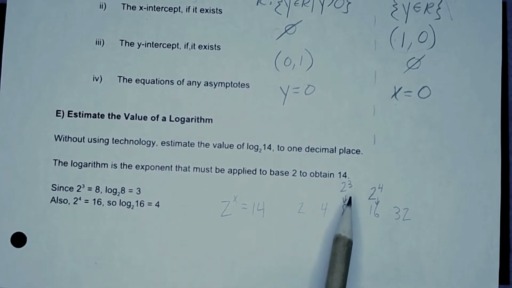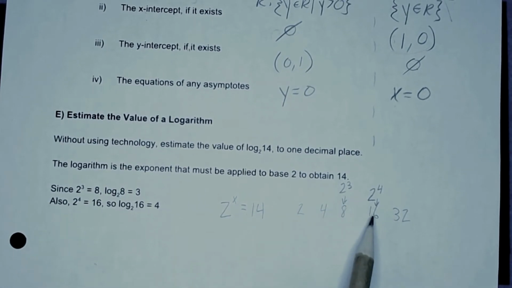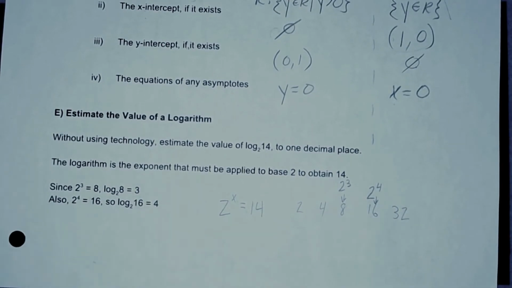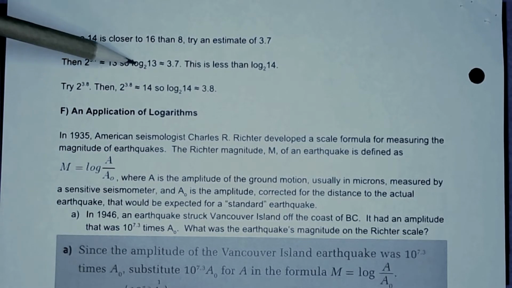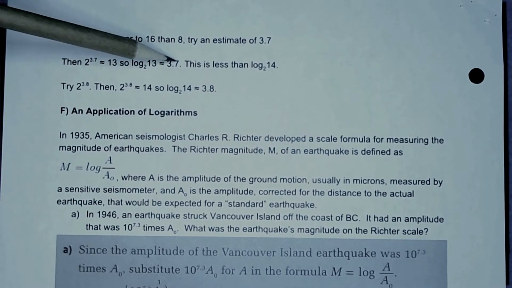Now, 14 is definitely closer to 16, so you would want to use values closer to 4 than to 3 as your decimals. So just for example's sake, I tried 3.7 first. That's approximately equal to 13. So log 2 13 equals 3.7.